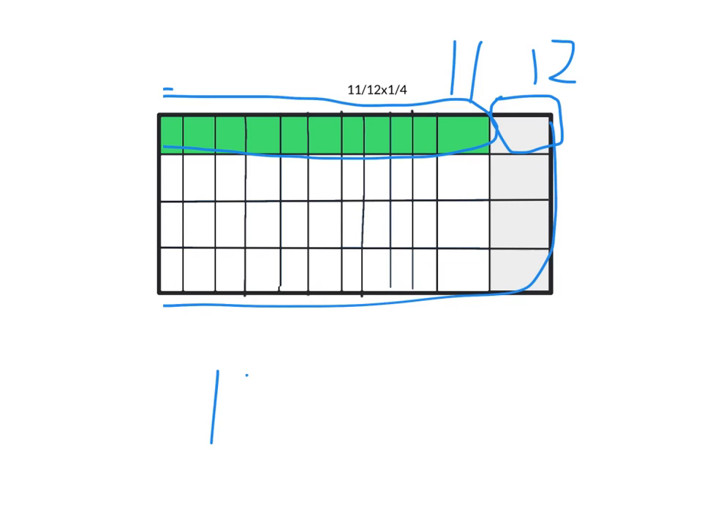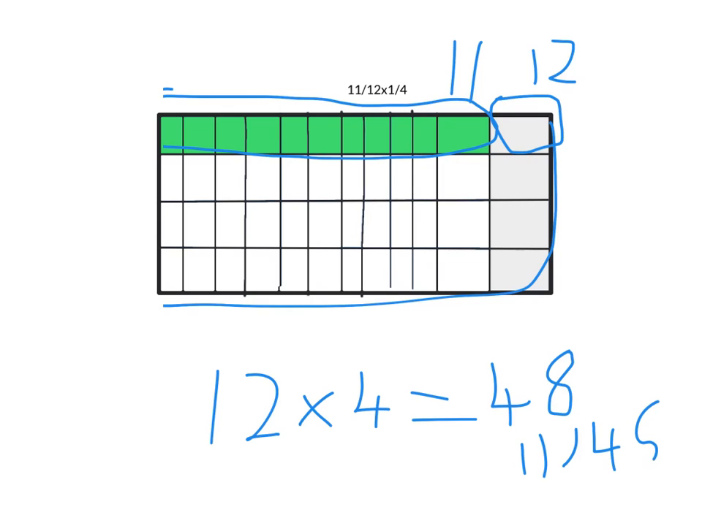So now, all we need to figure out is 12 times 4 equals 48. I know this because 2 times 4 is 8, 10 times 4 is 40. So, and we have 11, so that's 11/48. So that's one way to do it.